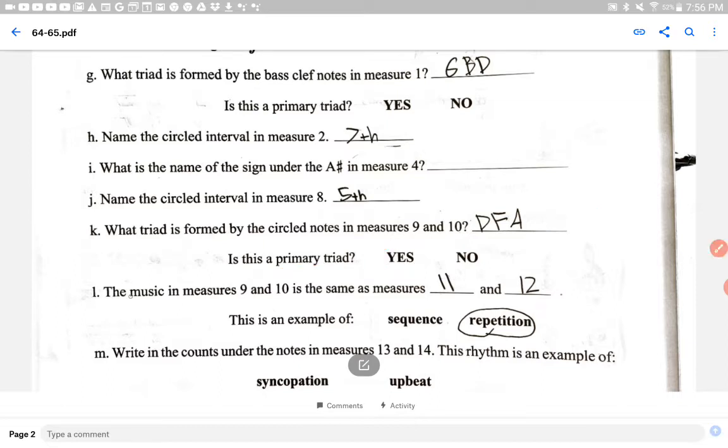Okay. The music in measure 9 and 10 is the same in measure 11 and 12. This is an example of repetition. Absolutely correct. Yeah, because if the music is the same, it just repeats itself.